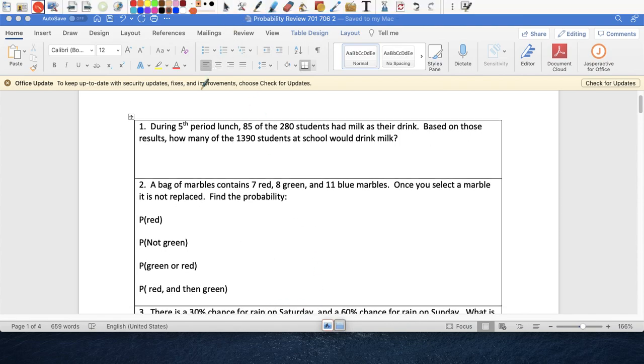So, first one, during fifth period lunch, 85 of the 280 students had milk as their drink. Based on those results, how many of the 1,390 students at work would drink milk, right? So first, we can write that 85 out of 280 students, right? Had milk as their drink. So we can take that ratio and multiply it by 1,390.